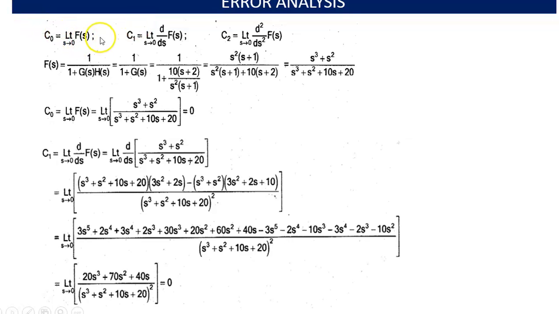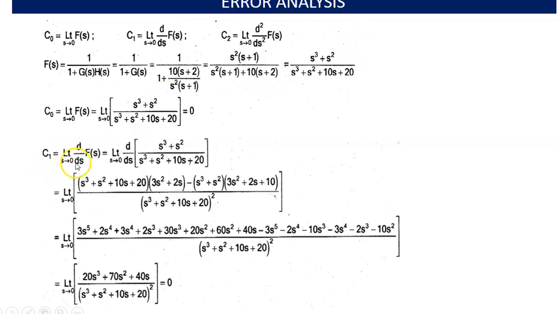C0 is equal to limit s tends to 0 f(s). C1 is equal to limit s tends to 0 d by ds of f(s). C2 is equal to limit s tends to 0 d squared f(s) by ds squared. Now f(s) is equal to 1 by 1 plus g(s)h(s). That's equal to 1 by 1 plus g(s)h(s) is this much. So simplify, you will get this expression. So C0 is equal to limit s tends to 0 f(s), that's equal to 0, applying the limit as s tends to 0. f(s) is this much.